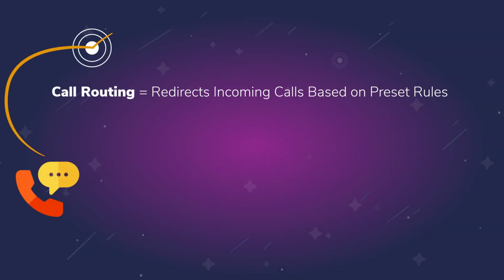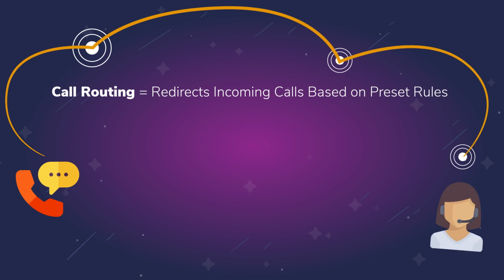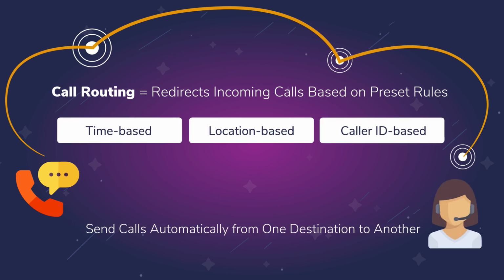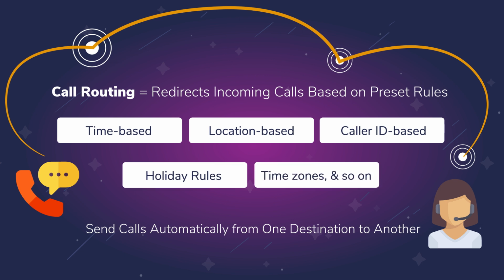So what is call routing? Call routing is a cloud telephony feature that redirects incoming calls from one destination to another based on predetermined criteria. These criteria could revolve around certain time periods, locations, incoming caller IDs, holiday rules, and so on.